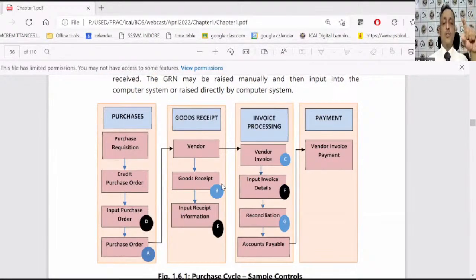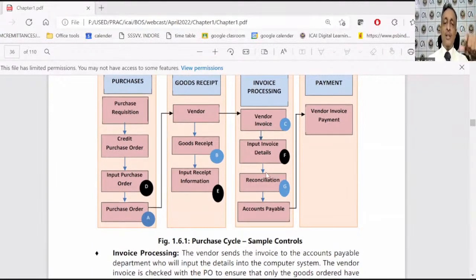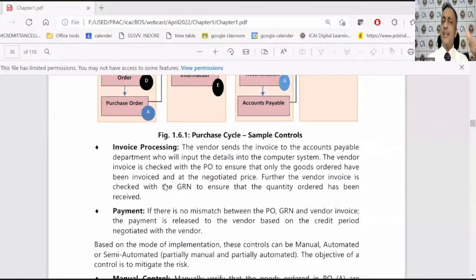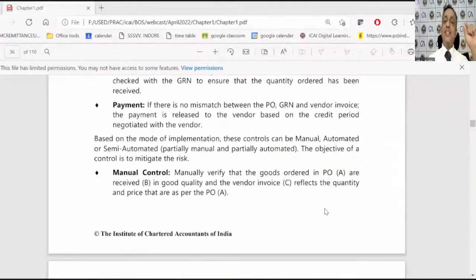How do controls work? So purchase: your purchase requisition, creation of purchase order, input purchase order in system, release of purchase order to vendor. Vendor receives the purchase order, sends you the goods, you create goods received, you generate input receipt information, vendor sends an invoice, input invoice detail, reconciliations, account payable, and payment. So this is how it is working. So these are the controls. It is given in the module. For the sake of understanding, I brought it because this discussion is good.